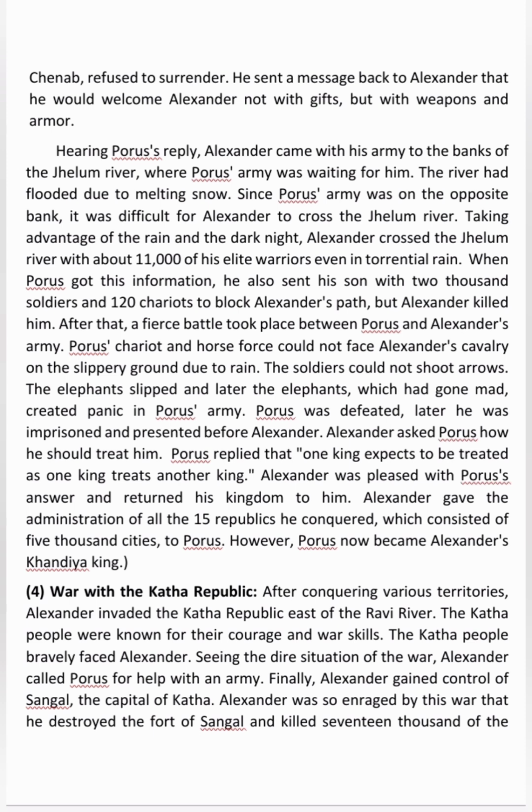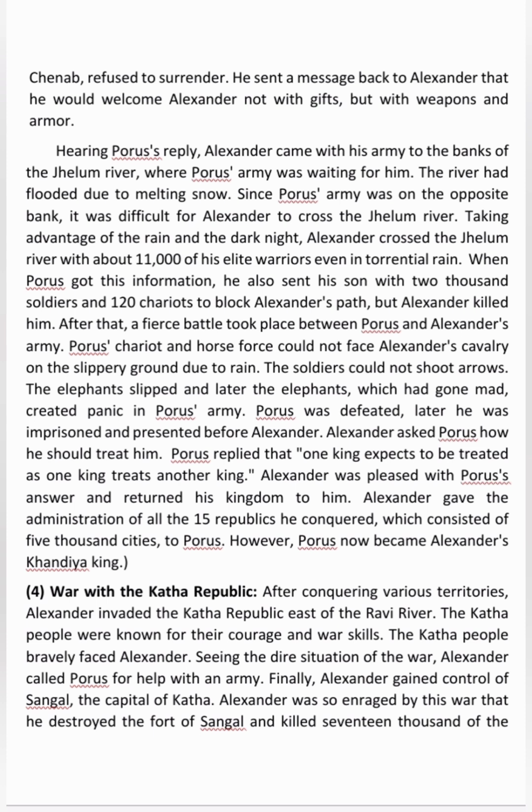Porus' chariot and horse post could not pace Alexander's cavalry on the slippery ground due to rain. The soldiers could not shoot arrows. The elephants slipped, and later the elephants, which had gone mad, created panic in Porus' army. Porus was defeated. Later he was imprisoned and presented before Alexander.